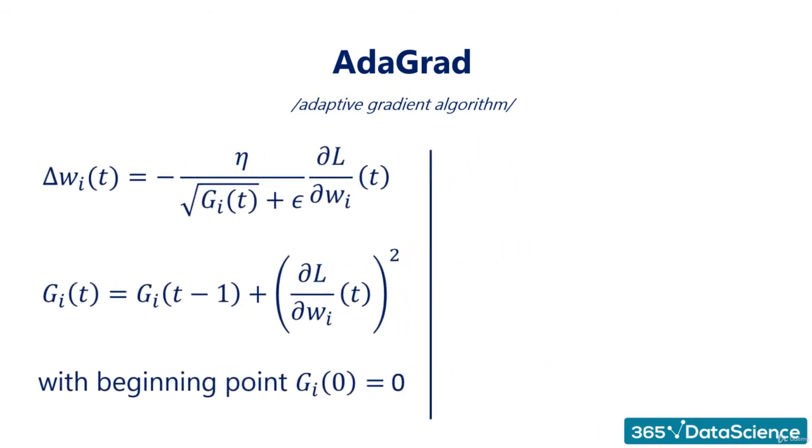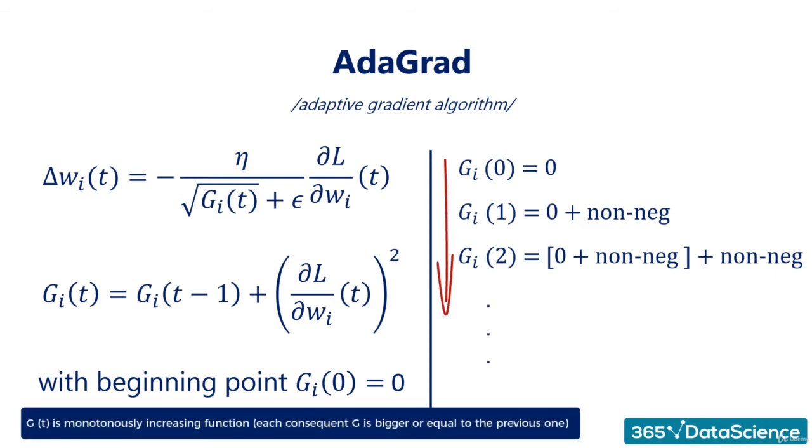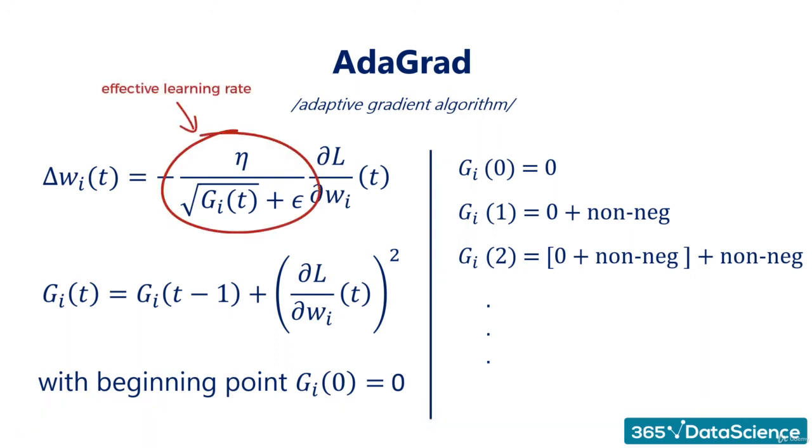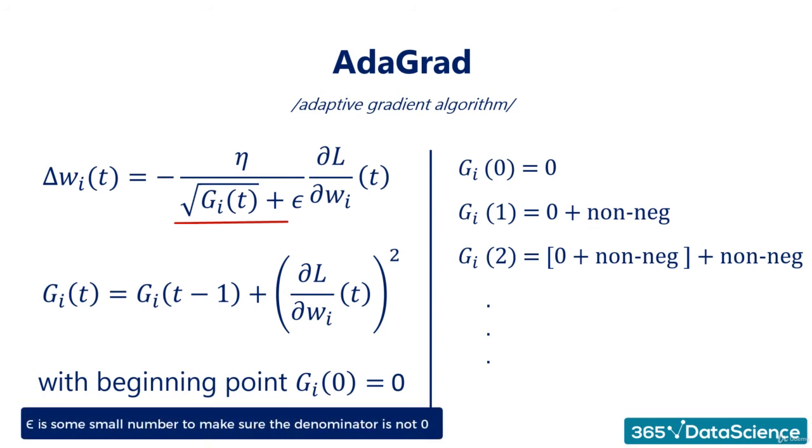We begin at g equal to 0. At each step, g increases because we are adding two non-negative numbers. Thus, g is a monotonously increasing function. Since we are dividing the learning rate, eta, by a monotonously increasing function, eta divided by that is obviously monotonously decreasing. If you are wondering, the epsilon is some small number we need to put there, because if g is 0, we won't be able to perform the division.